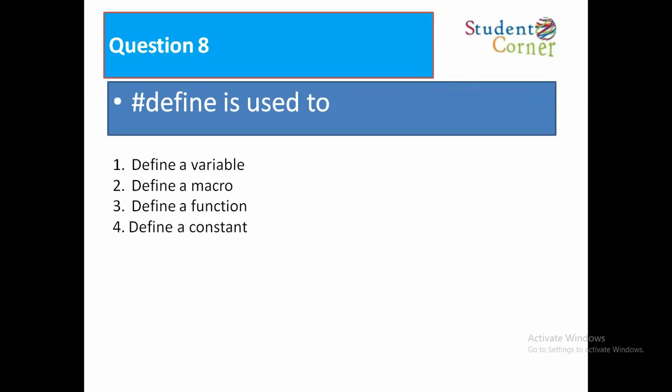Question number 8. #define is used to: option 1, define a variable; option 2, define a macro; option 3, define a function; option 4, define a constant. The answer is define a macro. Macro means single line functions are called macros. So we define #define square(x) x*x. Whenever we use square(x), it is replaced with x*x.